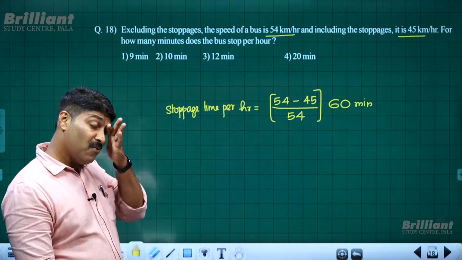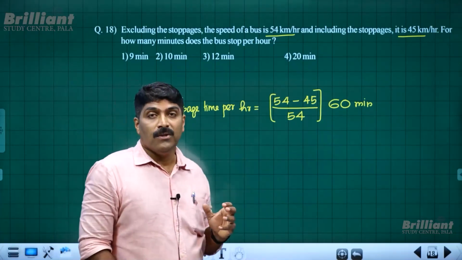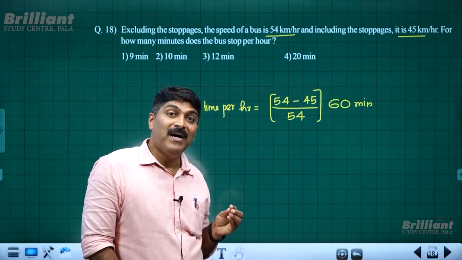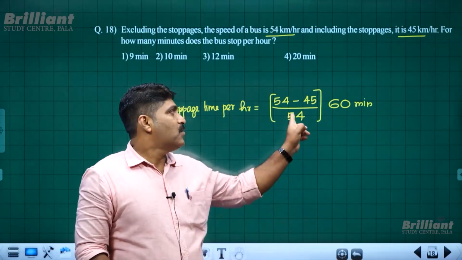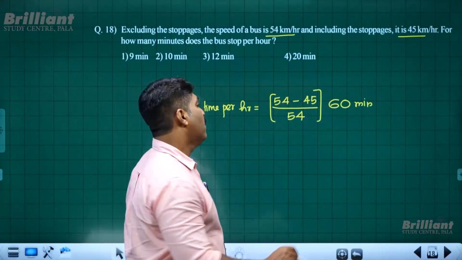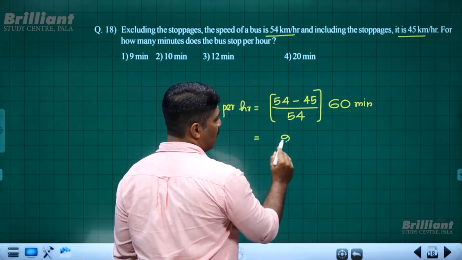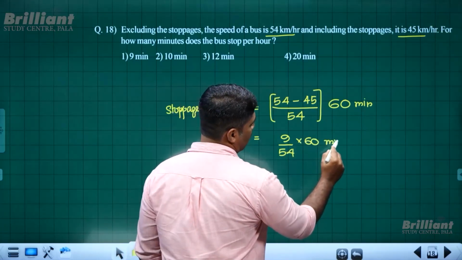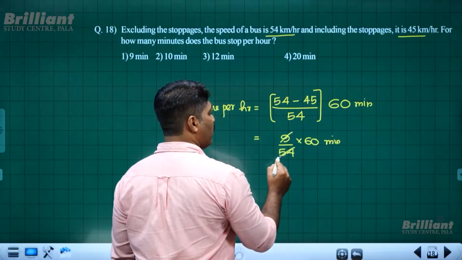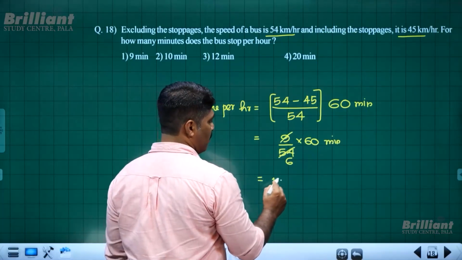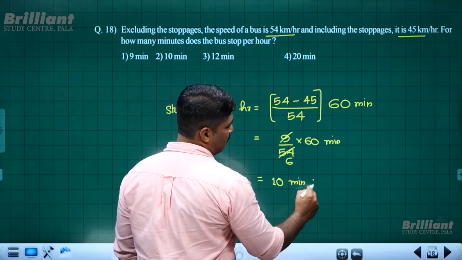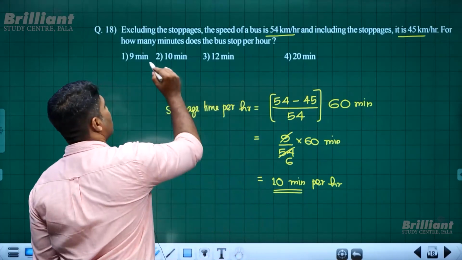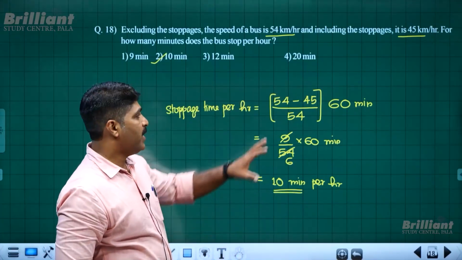Whenever we consider that instead of 54 km, due to the stoppage, it covered only 45 km, to catch the minutes per hour it spent for stoppage, just multiply this fraction with the 60 minutes. What you will get? This is equal to 9 by 54, into 60 minutes. So this is 1 by 6. So therefore 10 minutes per hour it's spending for stoppages. So the answer is 10 minutes per hour. So that's a direct approach towards such a question.